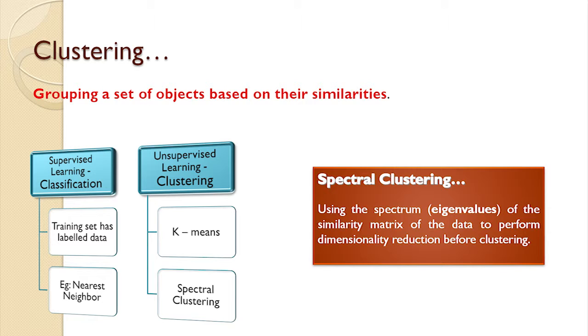Giving a very brief introduction to spectral clustering, the word spectrum means the eigenvalues of a matrix. This method uses the spectrum of the similarity matrix of the data to perform dimensionality reduction before clustering in order to simplify the problem.